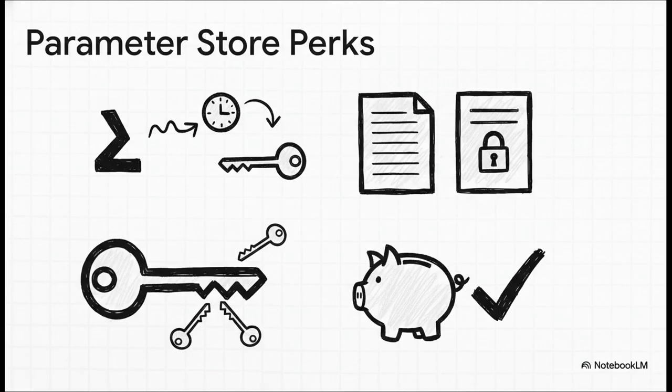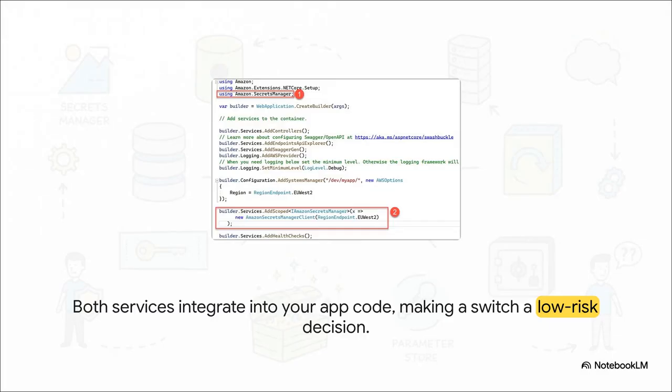And because it's free per parameter, it actually encourages good security practices. You can separate secrets to enforce least privilege without worrying about running up a bill. And here's the kicker. From a developer's perspective, actually using either one of these in your code looks very, very similar. You add the SDK to your project, you make an API call, and you get your secret. That's it. So the effort to switch from one to the other later on is actually pretty small, which makes starting with the simpler, cheaper option a really low-risk decision.